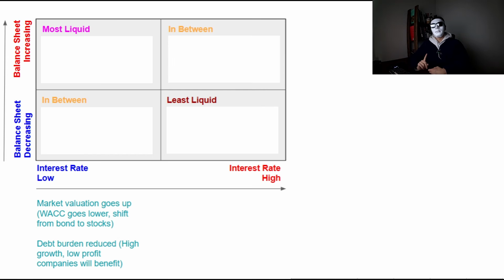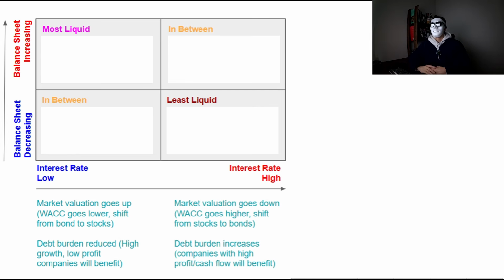Now, if the interest rate is high, it's the opposite. Market valuation will go down because WACC goes higher, and there will be some shift from stock investors to bond investors. Also, companies with high profit and cash flow will benefit. Obviously, high growth companies are always good, so I won't put that down here. Okay, so we covered the interest rate.